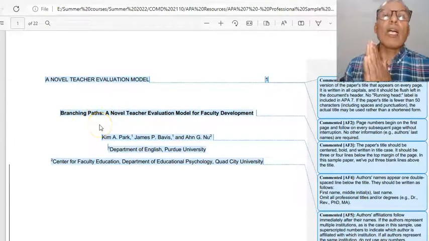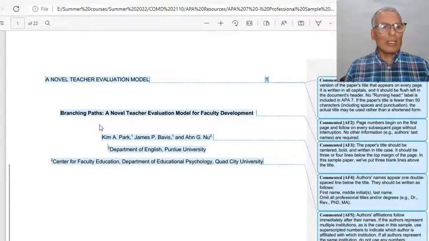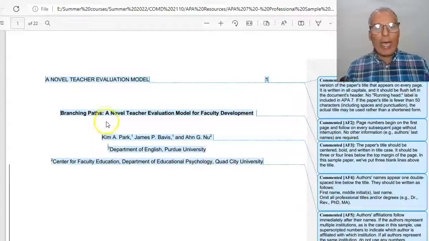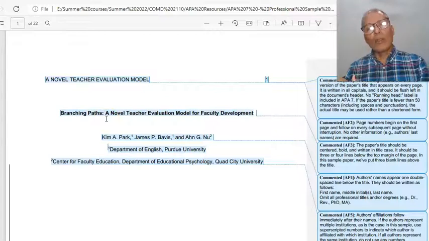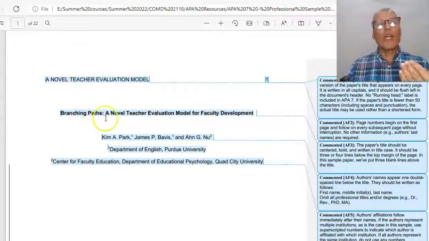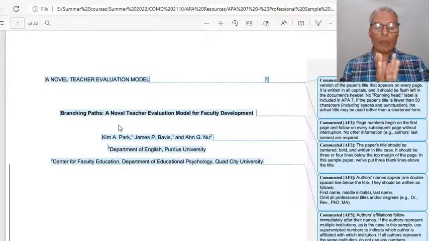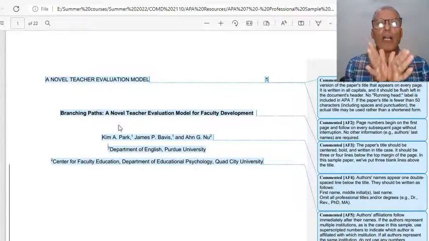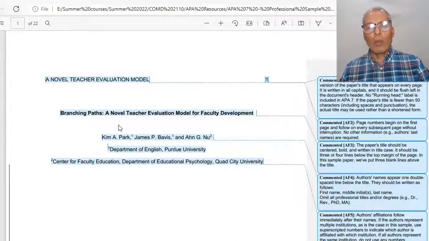So suppose you see a paper is Branching Paths, and then you say, what does that mean? What is this about? Then there are two dots. This is the colon, and there's a subtitle, a secondary title, to branch out of that. So what do we speak about? We are going to see something branching, some people separating, or something that is going to be divided. What is that? A Novel Teacher Evaluation Model for Faculty Development.